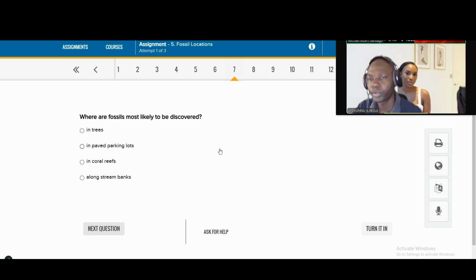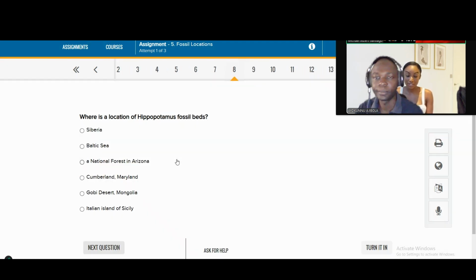So, where are fossils most likely to be discovered? We mentioned along the stream banks. Okay, now read the next question. Where is the location of the fossil group? Option 5. What's in option 5? Gobi Desert, Mongolia.